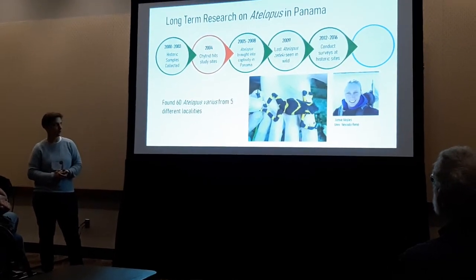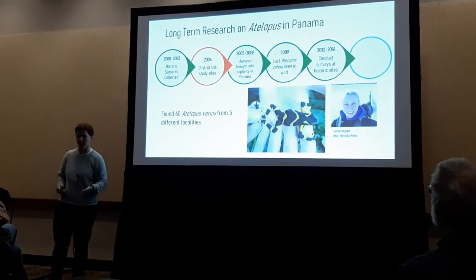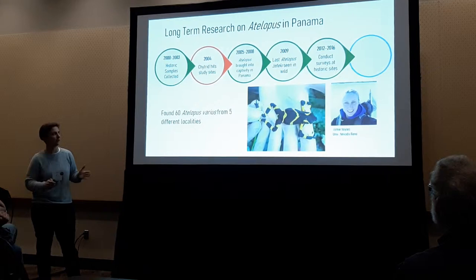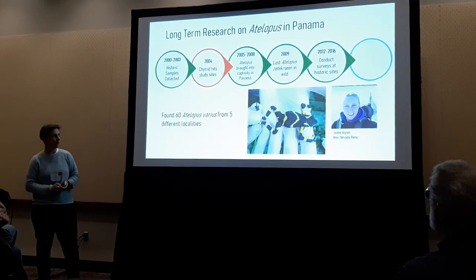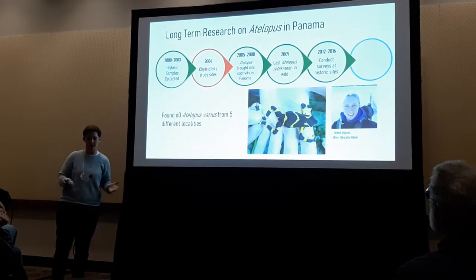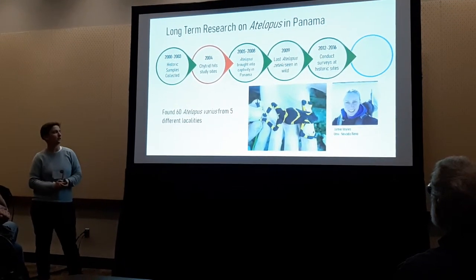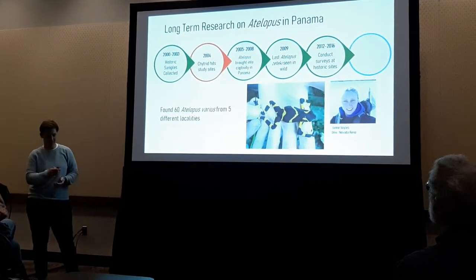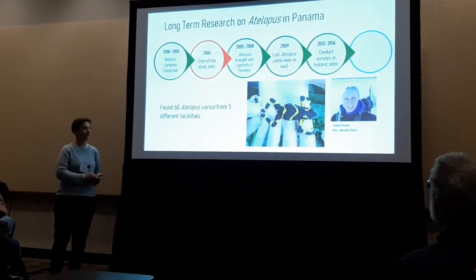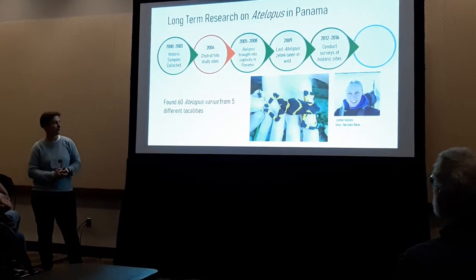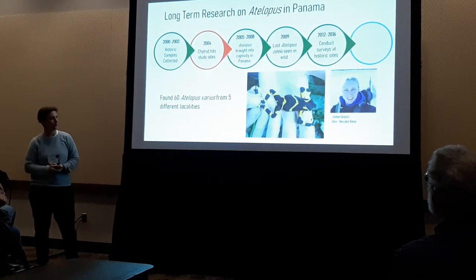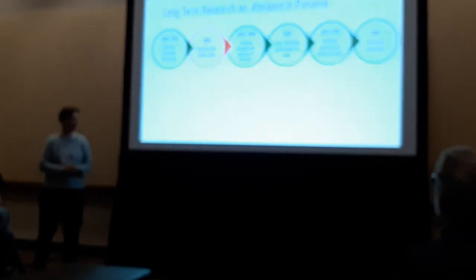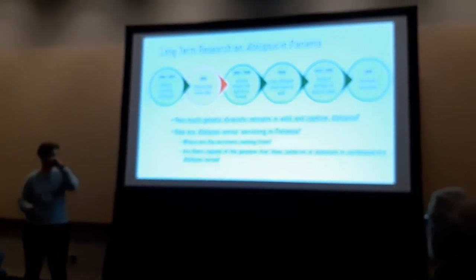And then from 2012 to 2016, we went out to all of these historic Atelopus sites and conducted resurveys, looking mostly for Atelopus, but of course collecting data on all the amphibian communities to see what was happening there. We ended up finding 60 Atelopus over this period from 5 different localities, which I showed you in the map earlier. And that brings us to the study I'm presenting on today, which is our genomic analysis.